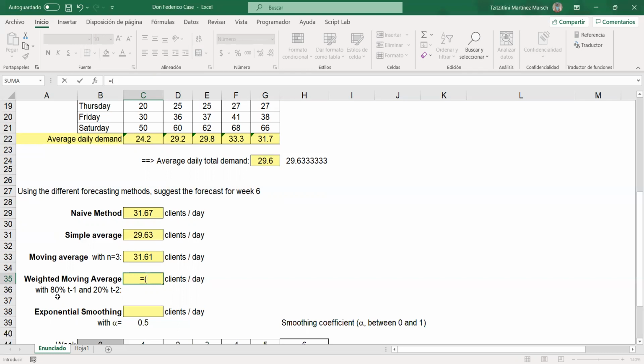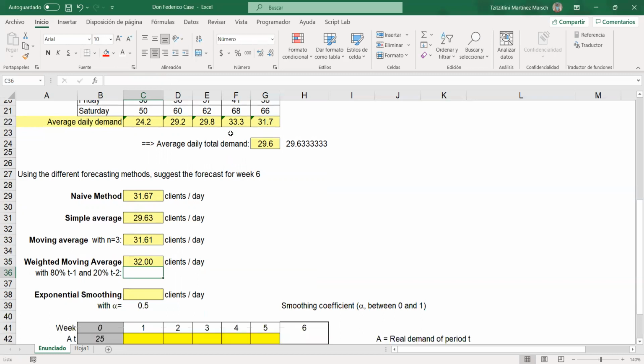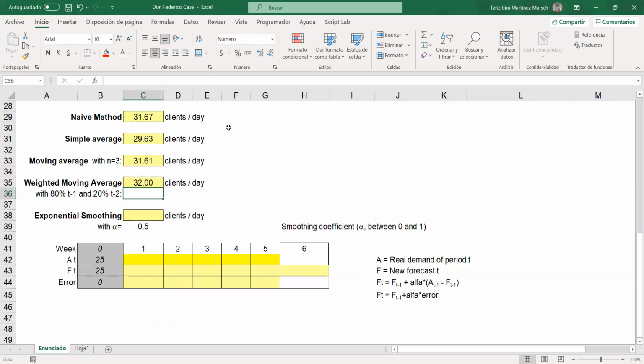But if we're taking 3 periods, our percentages might be different. It might be 70% for week 5, it might be 20% for week 4, and it might be 10% for week 3. Okay. And all I have to do is take the average and multiply it, plus the average of the next period times the 20%. And that is going to give me a 32, telling me that my forecast is going to be a 32. The next exercise is considering the exponential smoothing.